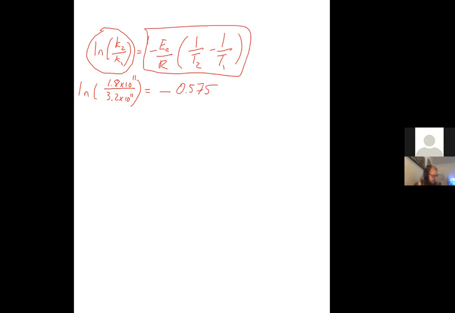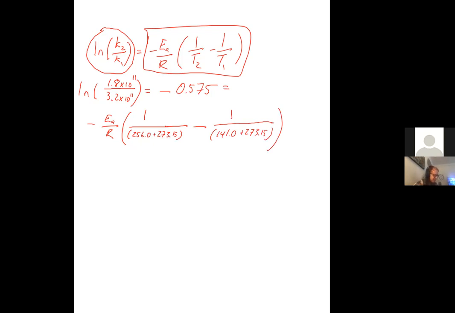So now this equals minus E sub A over R. And then let's just put some numbers in here. Your T2, now remember, this has to be in Kelvin. So your T2, you got to add 273. So it's 256.0 plus 273.15, minus 1 over 141.0 plus 273.15. Okay, and then that whole thing.